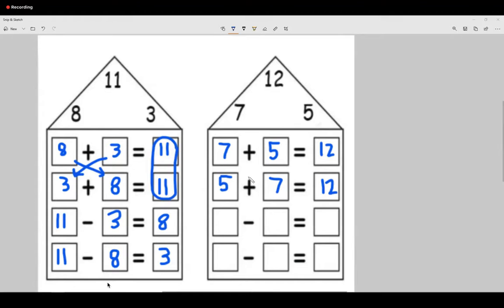So using 12, 5, and 7, what can we subtract to get one of the other numbers? You can just type it in the chat, and I'll let you know what I see.